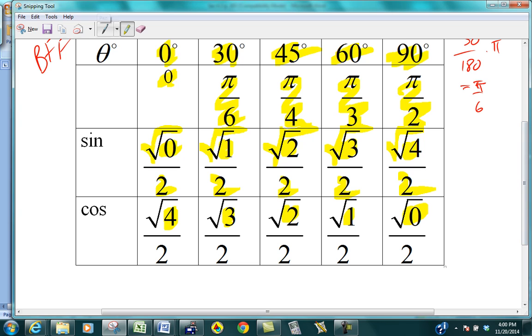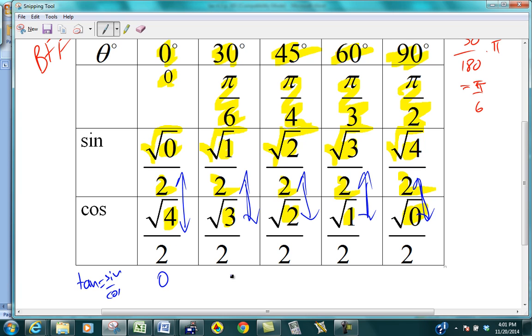I don't need to memorize tangent, because tangent is sine over cosine. So all you need to do is take the ratio of consecutive entries like that and that. So for example, here, sine of 0 is 0, cosine of 0 is 1, so tangent becomes 0 over 1, which is 0. So fairly easy to memorize.